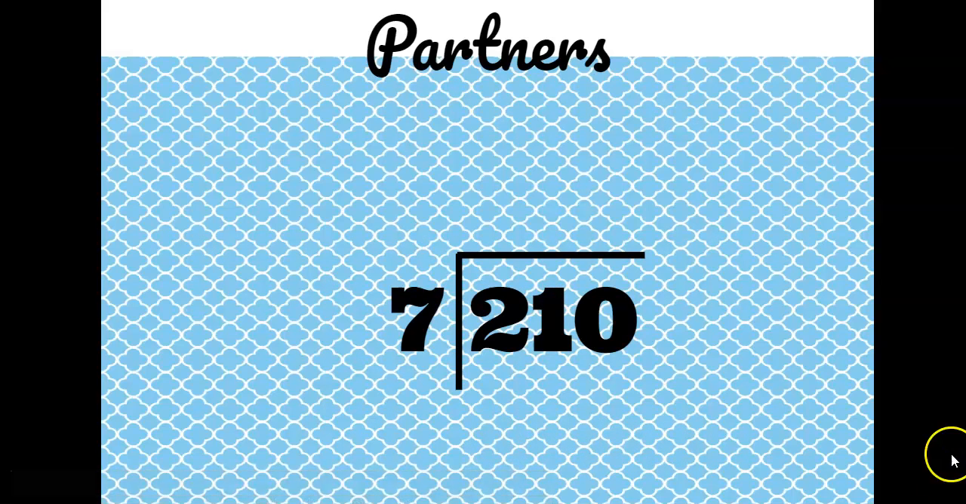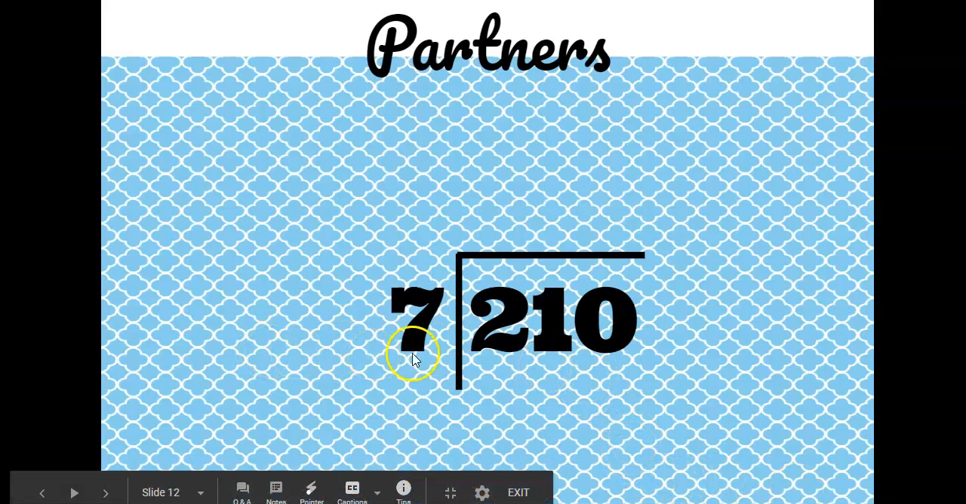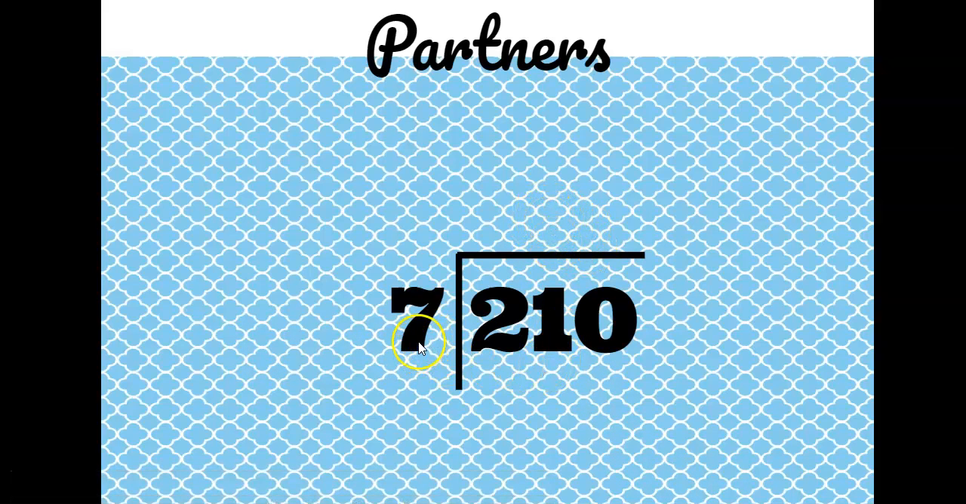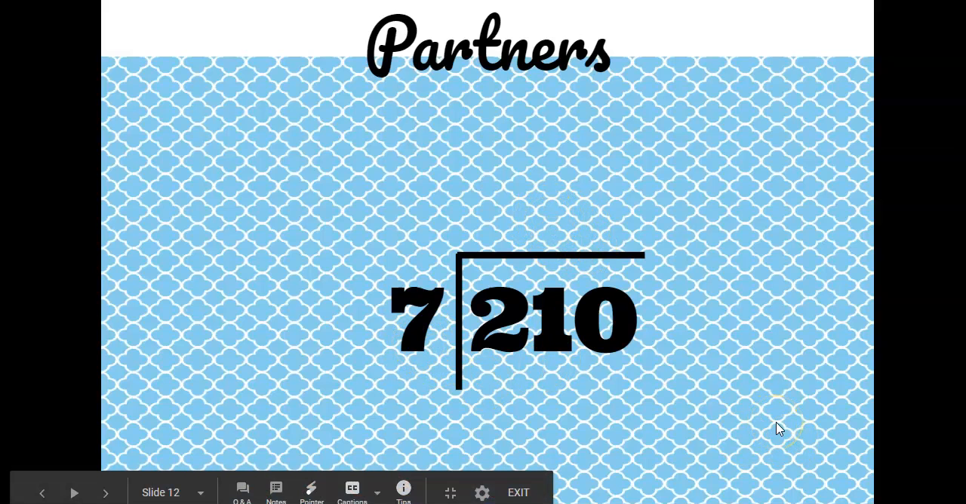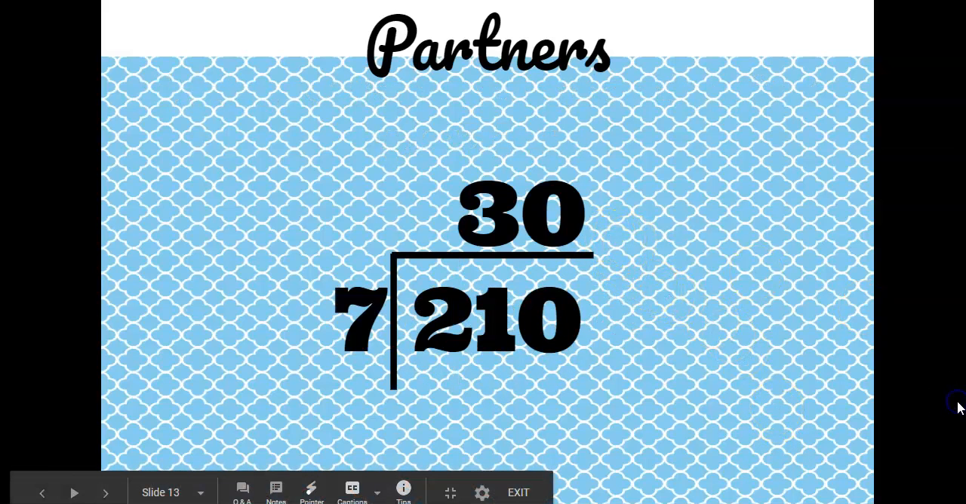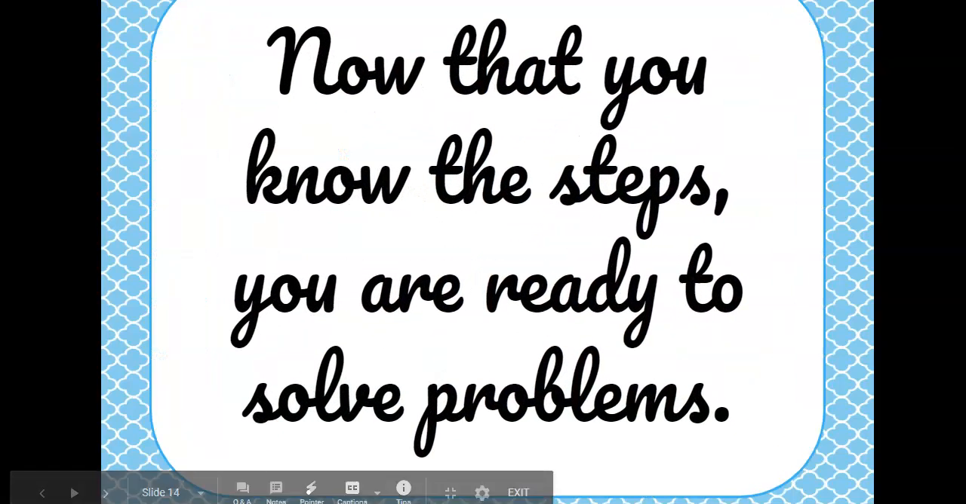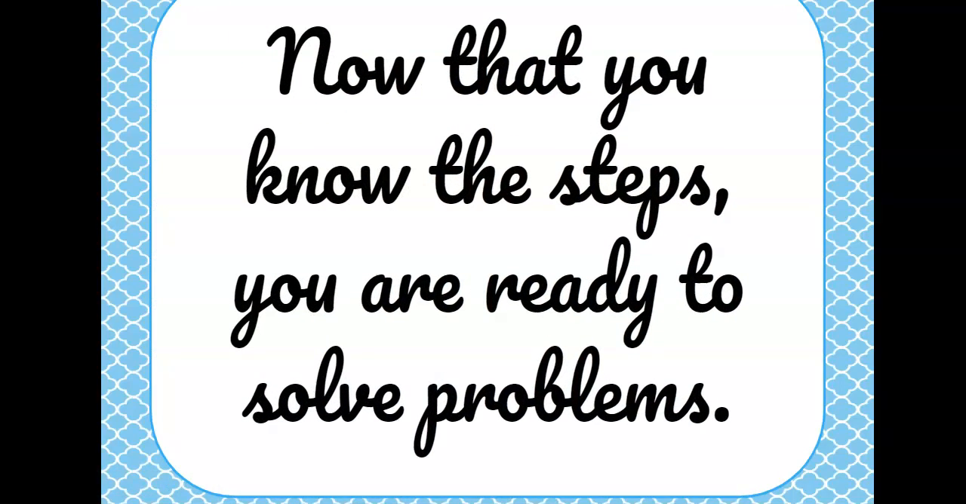210 divided by 7 is going to be 7 into 21 will go 3 times, a 3 right here. And then the 0 is going to come down. 7 into 0 makes it 30. And if you worked all that out on paper, you would get that answer too. Now that you know the steps, you're ready to solve some problems.